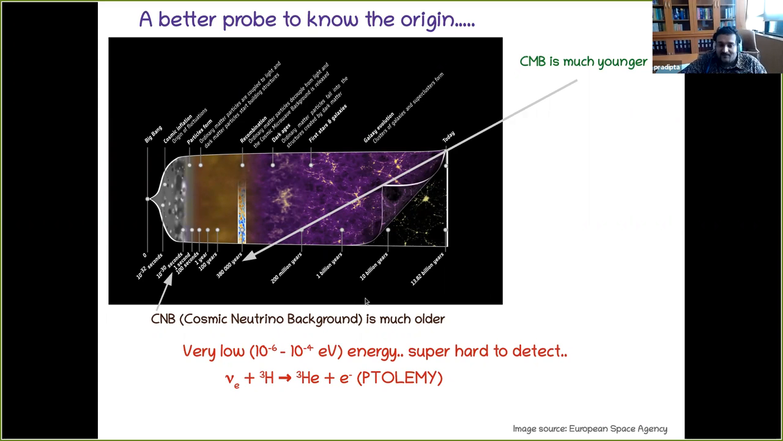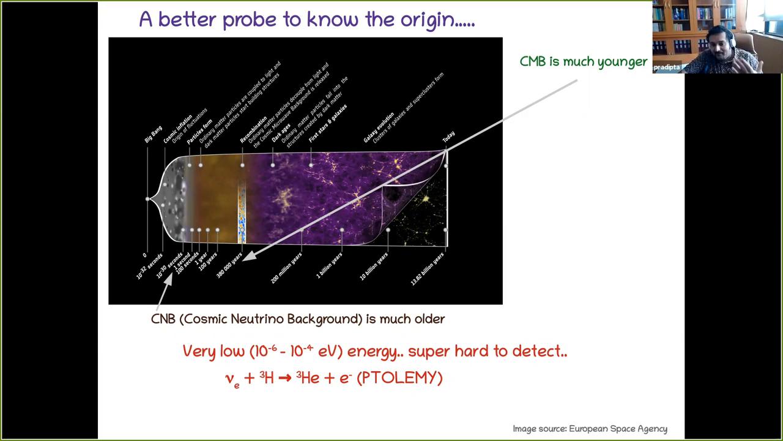Why? As you can clearly see, and as I also showed in the last slide, their energies are extremely low, so they are very, very hard to detect. In fact, there is one detector at Princeton, the Princeton Tritium Observatory, to detect those early universe massive neutrinos, and that is going to go precisely through this channel. But as of now, it is not fully operational. By 2022, we hope to have the first set of results from this experiment.